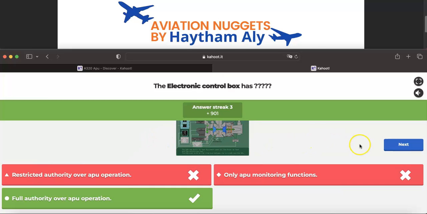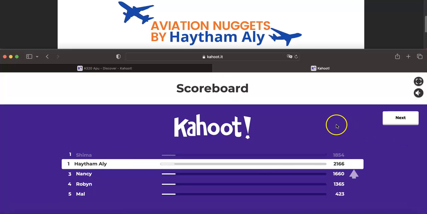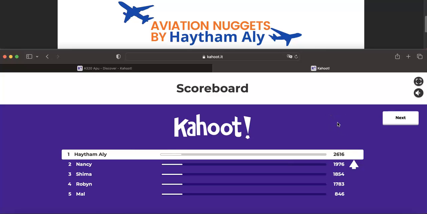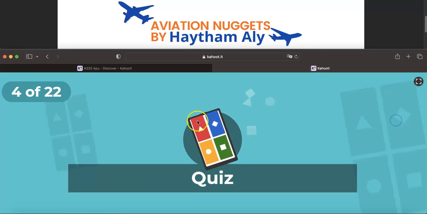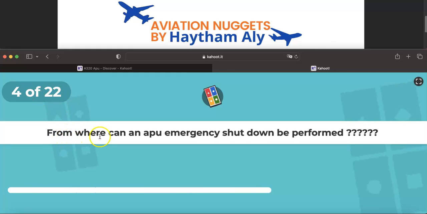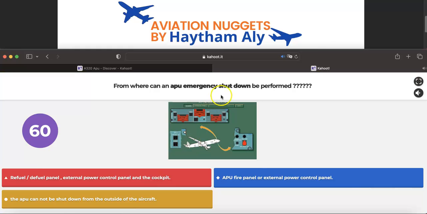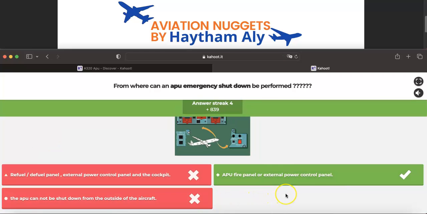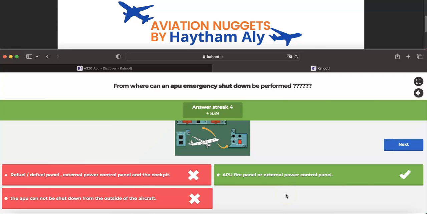Okay, everybody. Next question. Question 4 of 22. From where can an APU emergency shutdown be performed? Refuel/defuel panel, external power control panel, and the cockpit; APU fire panel or external power control panel; the APU cannot be shut down from the outside of the aircraft. So the right answer is APU fire panel or external power control panel.